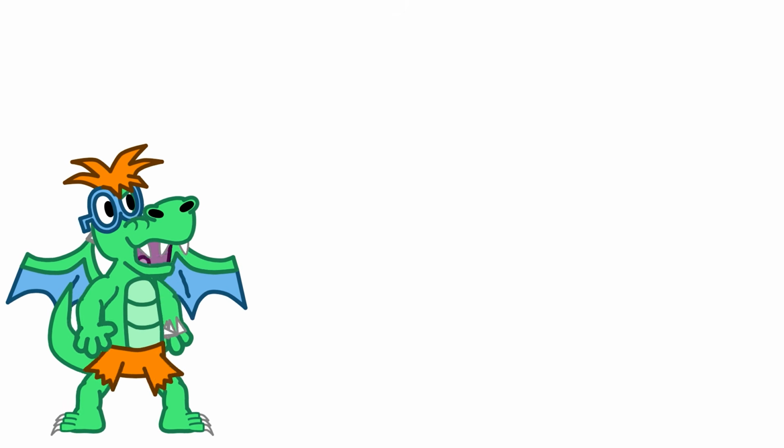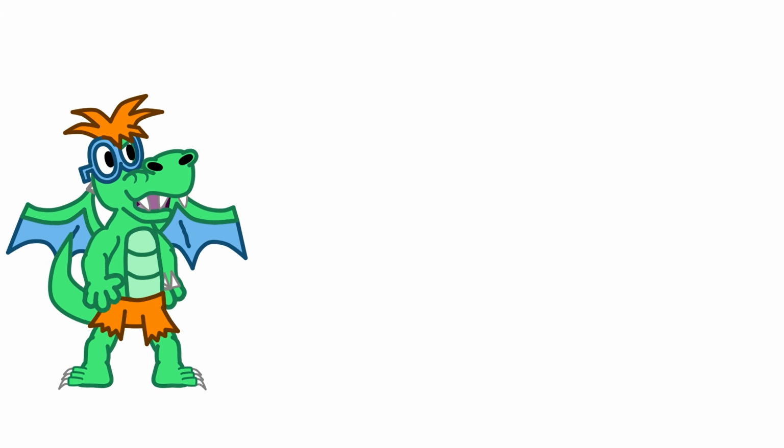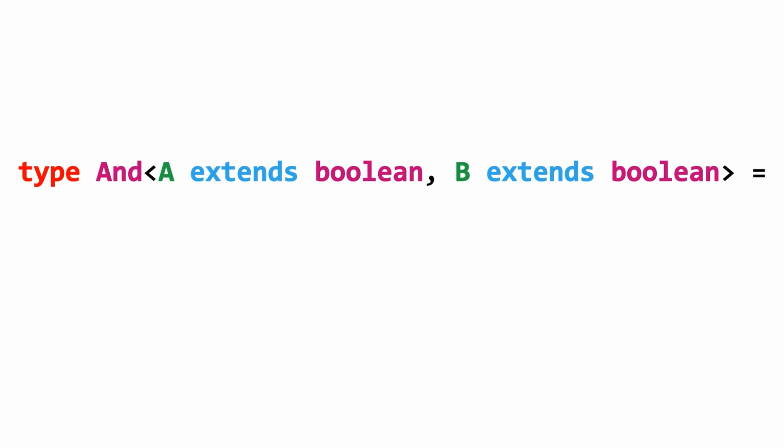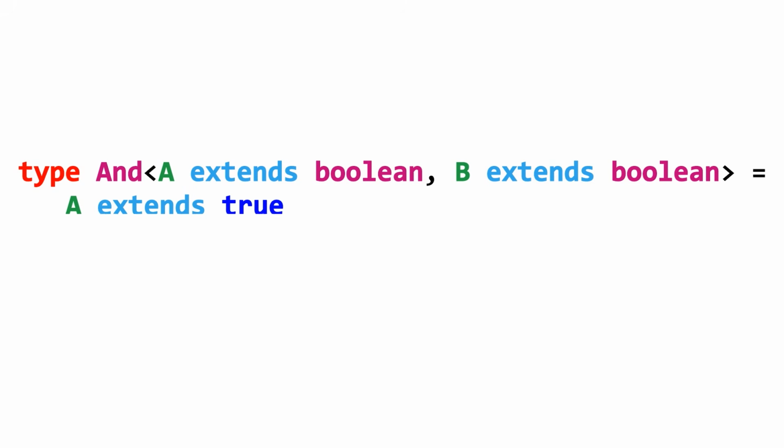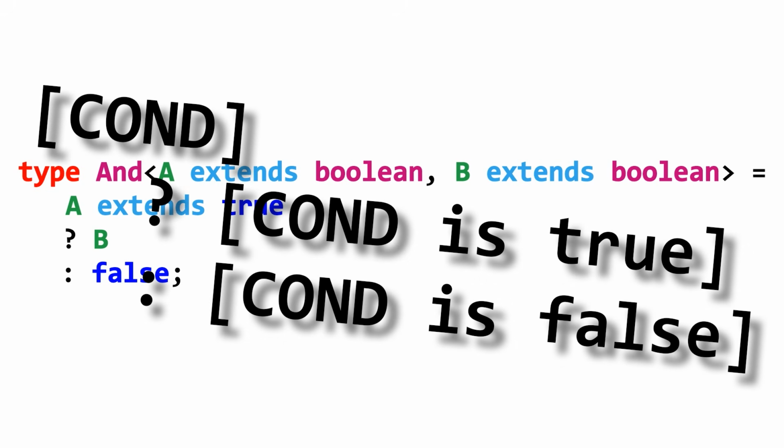Now let's make something a bit more useful. Let's define a new type called And and give it two parameters, A and B. A and B will both extend boolean, meaning whatever we pass in must be something that can be assigned to a boolean. We can also use the extends keyword as a condition in a conditional type, which looks very similar to the ternary operator in JavaScript.